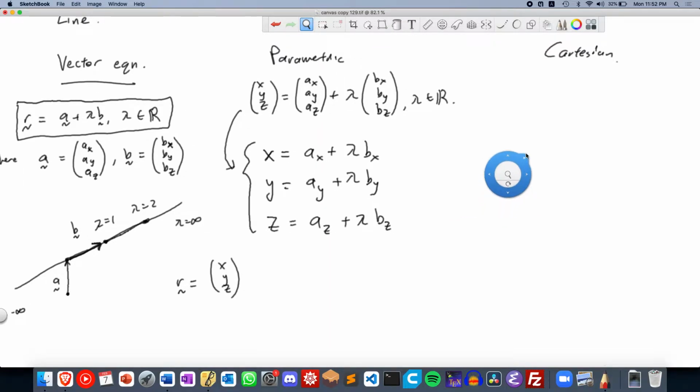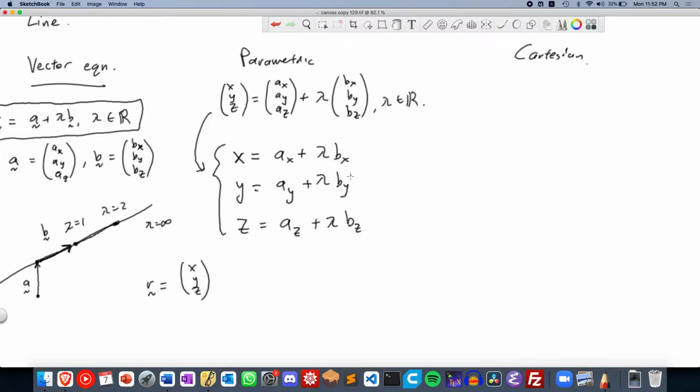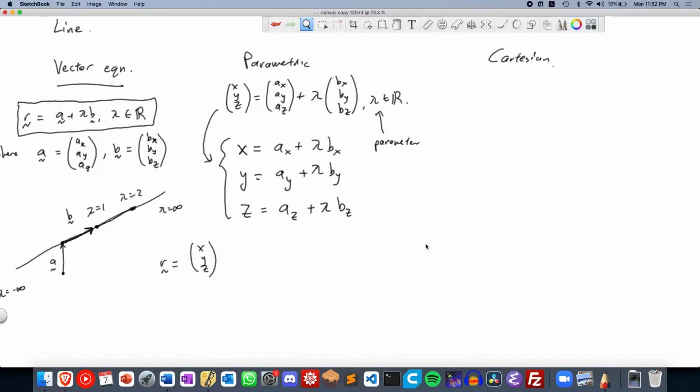This is known as the parametric equation, because lambda is a parameter. So what this means is that you can think of lambda as a parameter that you vary. If you're familiar with parametric equations, then to generate the entire line, we let lambda be all the values. So let's say lambda equals -1, then we substitute lambda equals -1 into these three equations, and we get x, y, z.